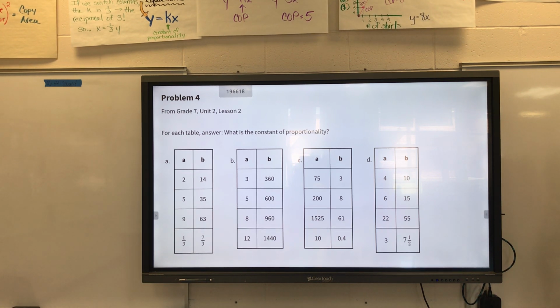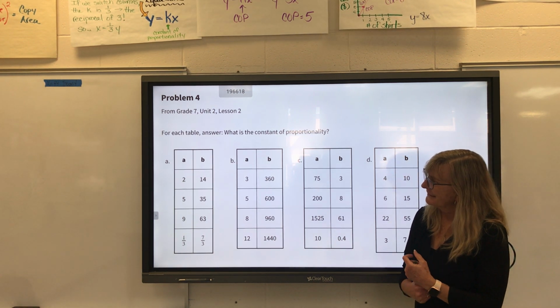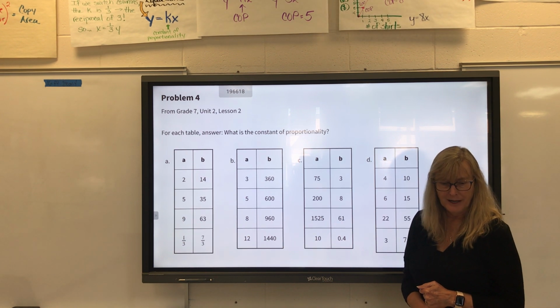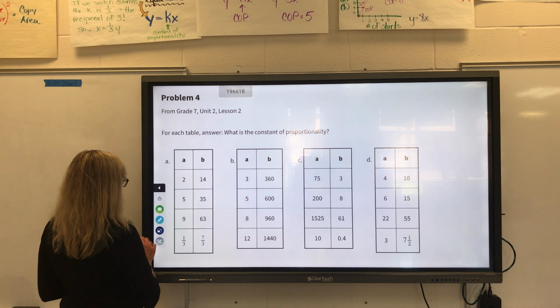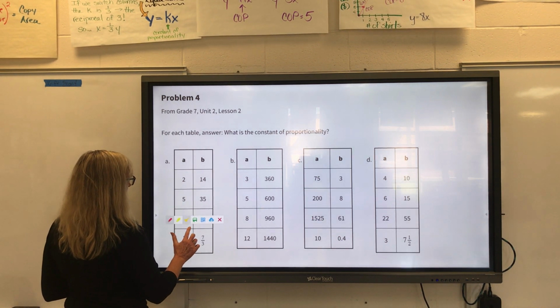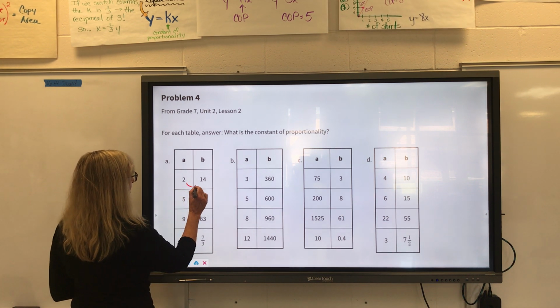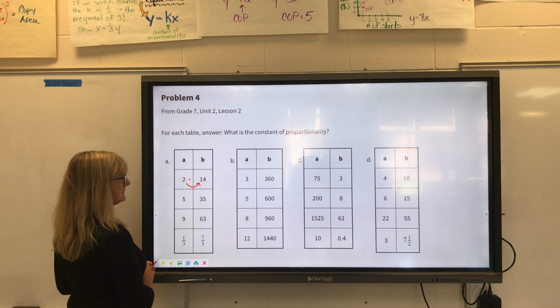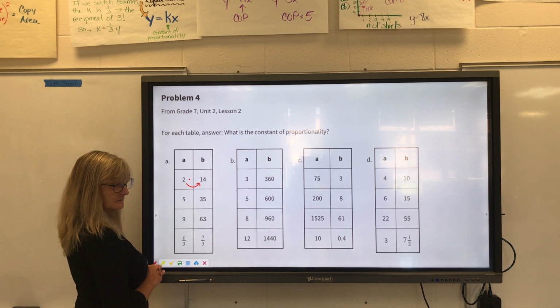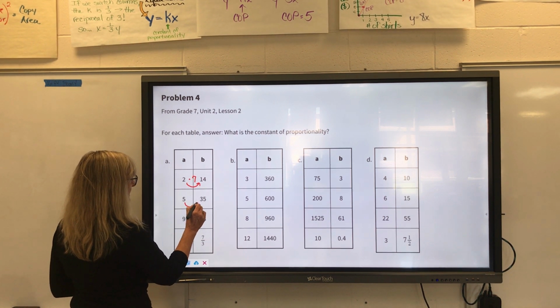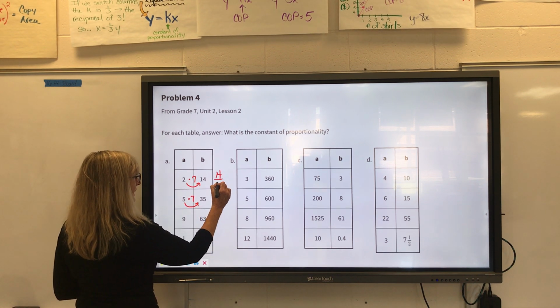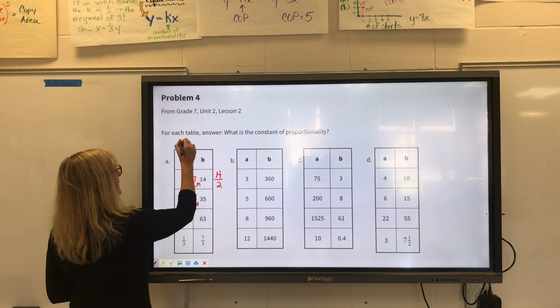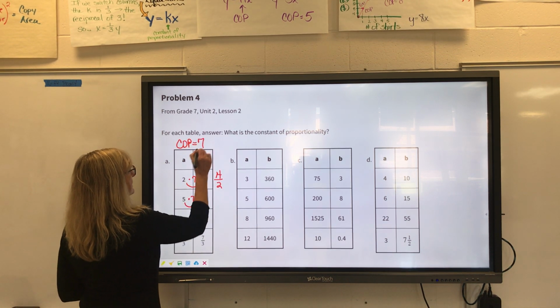All right, who needs more time? January, February, March babies, what's the COP for A? What's that multiplier? What do I multiply this by to get to here? Do I multiply by 7 to get to 7? Yes. So if I did this all the way down, 14 divided by 2, 35 divided by 5, our COP is 7.